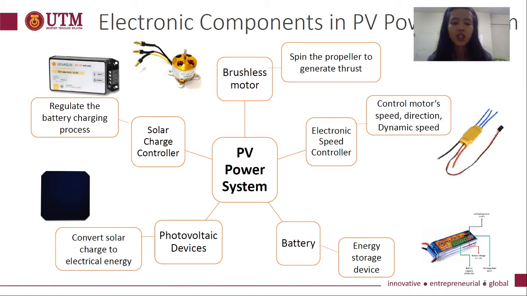And last is the solar charge controller. So basically there are two types of solar charge controller, the PWM solar charge controller and the maximum power point tracker solar charge controller. So in this project, the MPPT is used to regulate the battery charging process.